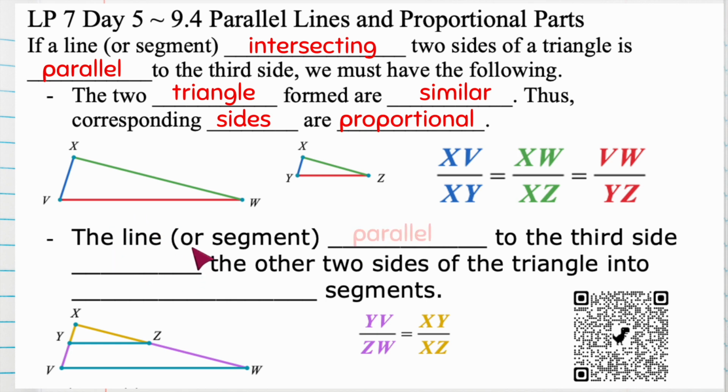We also have the second property: the line or segment parallel to the third side splits the other two sides of the triangle into proportional segments. So just looking at the side lengths, they are also proportional. Here's this line connecting, and it's parallel to the third side, and it splits the left side and the right side. So I have YV, the bottom half of the left side, to ZW, the bottom half of the right side, and then I have the top half of the left to the top half of the right, so XY to XZ. So it makes the side lengths themselves proportional, but it also splits the sides into proportional pieces.